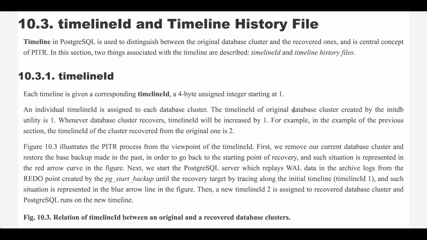10.3.1 Timeline ID. Each timeline is given a corresponding timeline ID, a 4-byte unsigned integer starting at 1. An individual timeline ID is assigned to each database cluster. The timeline ID of the original database cluster created by the initdb utility is 1. Whenever a database cluster recovers, the timeline ID will be increased by 1. For example, in the example of the previous section, the timeline ID of the cluster recovered from the original one is 2.